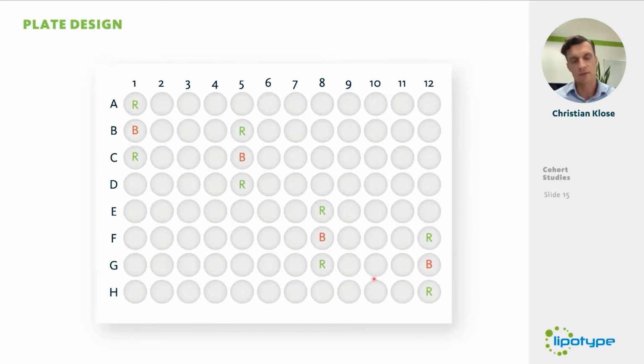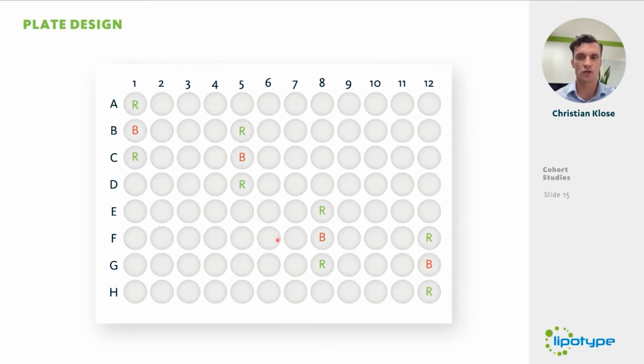So as I said, I just want to briefly introduce to you how we check quality of large-scale studies. And as I said, we work here at Lipotype in 96-well formats. And here you see a typical plate, a 96-well plate full of samples, how it could look. So usually we distribute reference samples evenly on the plate, here shown with the green R. So we have them all over the place. And also blank samples, indicated by a red B, across the entire 96-well plate.